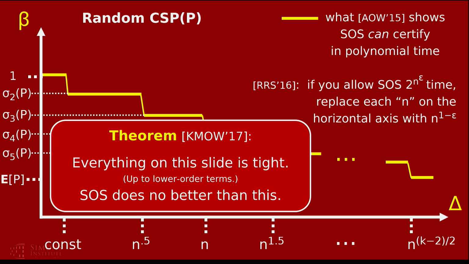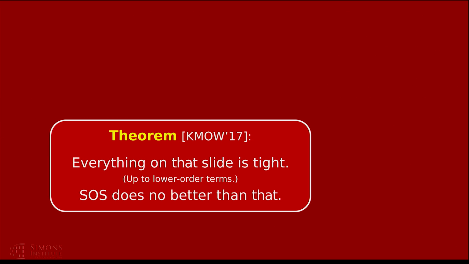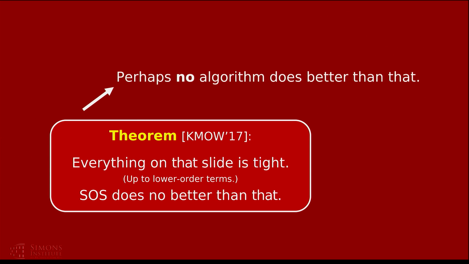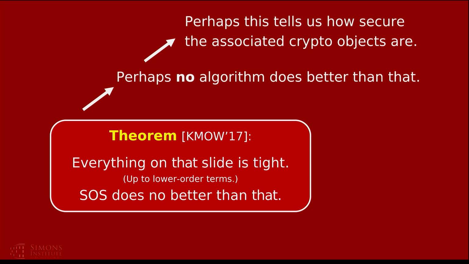So that's a negative result about this particular SOS algorithm. And if you're an optimistic person like me, optimistic about pessimism about hardness, then you might think this is evidence that no polynomial time algorithm, or no algorithm running in more time than you're allotting to SOS, can do better than this for refuting random CSP instances. And then maybe this is evidence that the associated cryptographic objects suggested by Goldreich, et cetera, could be secure with these parameter settings.